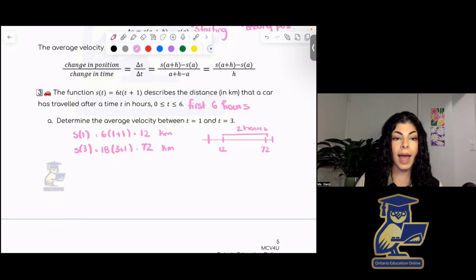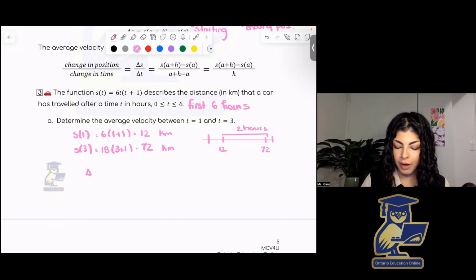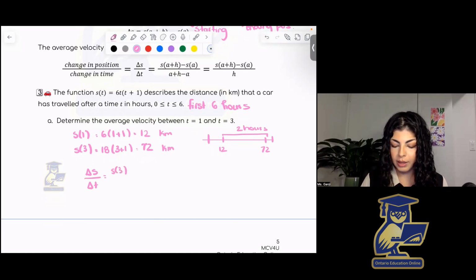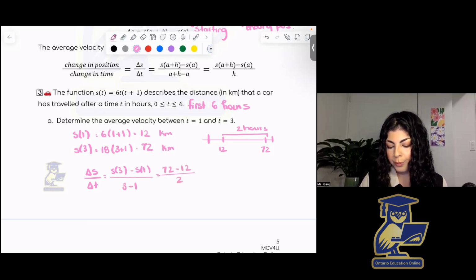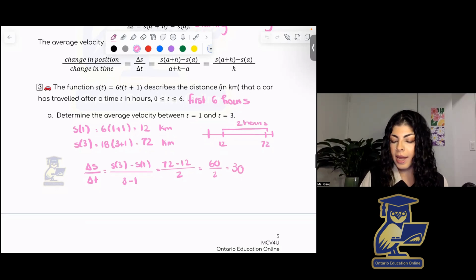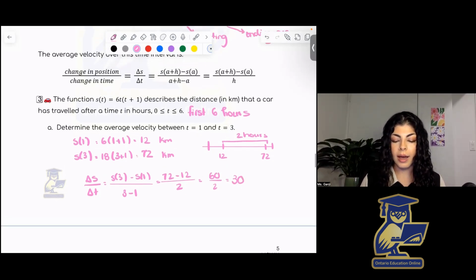Now, to find the average velocity, we want to find that change of s over change of t. So our change of s is going to be, and let me just write it with this first. And so I hope you can see that here the change of t is just 3 minus 1. And so in the numerator, we have 72 minus 12, over 2. And this will give us 60 over 2, which is 30. And now I want you to think, what is the unit here?